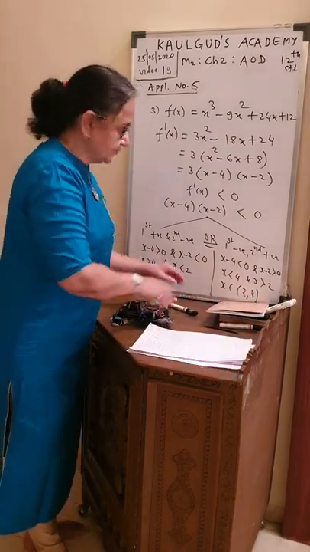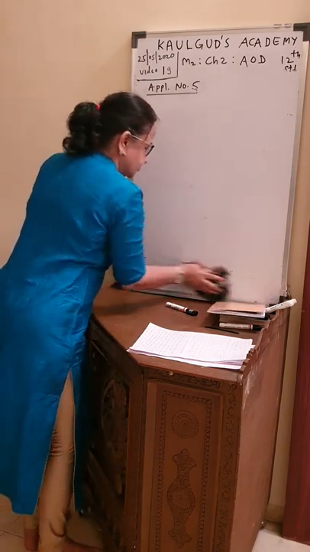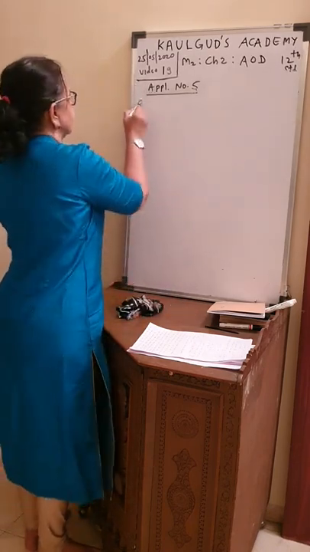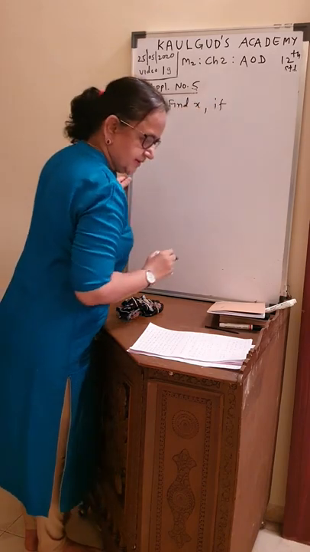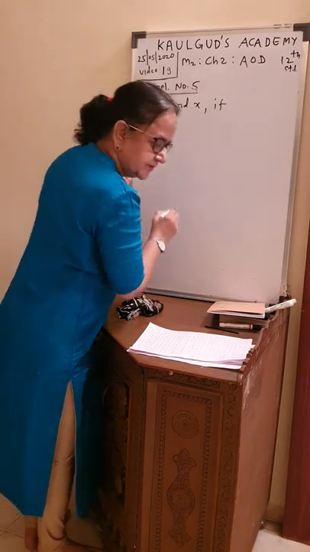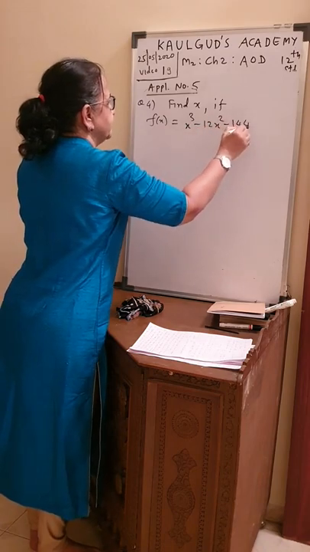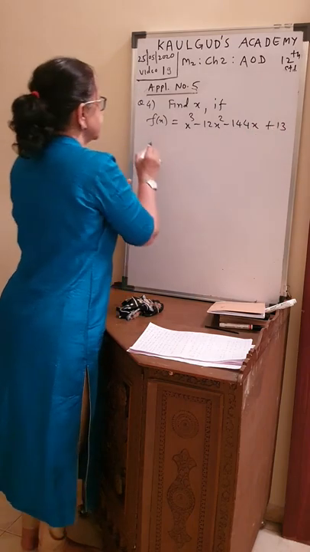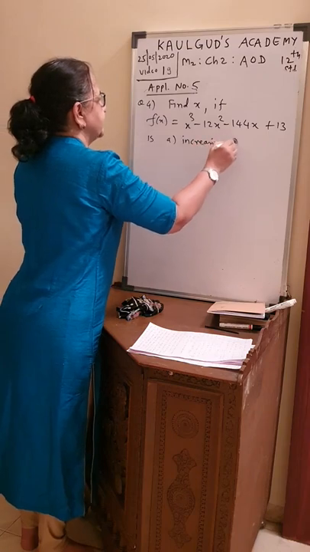Okay, I think we can do one more. Okay, next. Now question 3 is over. These are easy problems. Question number 4. Find x if f of x is equal to x cube minus 12x square minus 144x plus 13 is, number 1 increasing and number 2 decreasing.